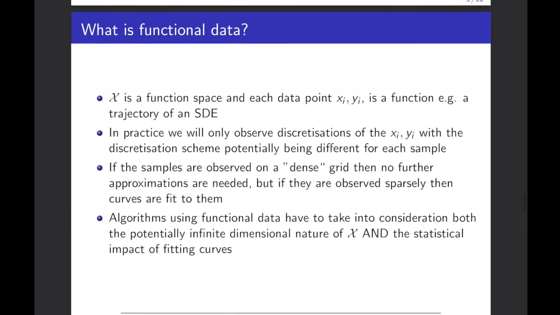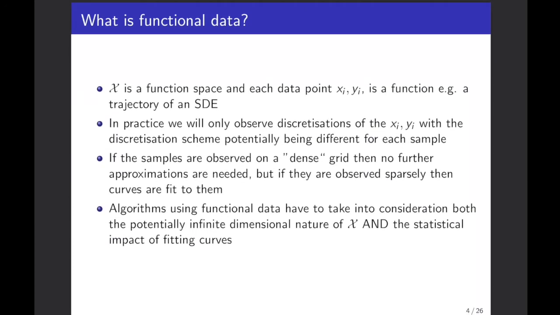So what does functional data mean? In our case, our calligraphic X is going to be some infinite dimensional space of functions, in particular a real separable Hilbert space, so for example, L2 over a compact subset of R^D. So each xi or yi is going to be a function, and examples of random functions are, for example, trajectories of SDEs or Gaussian processes. In practice, we'll only observe discretized versions of these things because in the real world, we only observe a finite number of observations of random functions.